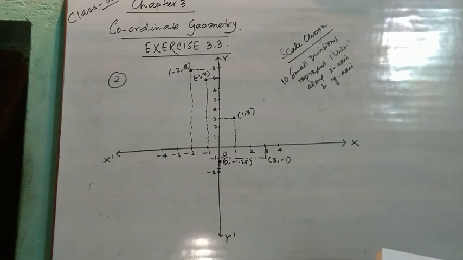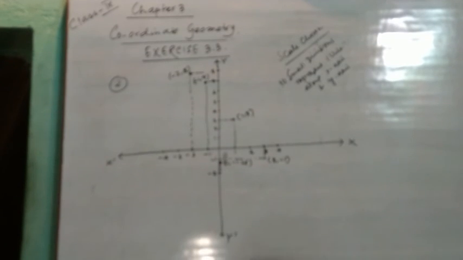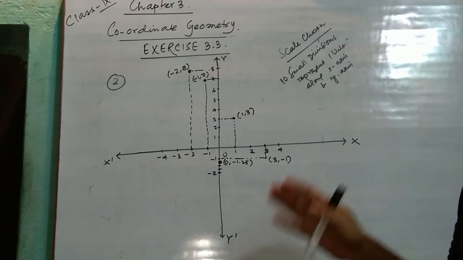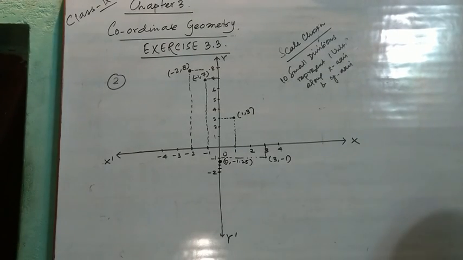Hope students you have understood, and in your fair copy you will definitely solve each and every question that I have discussed so far. In this way we have completed chapter 3, the chapter of coordinate geometry. In the next chapter, chapter 4, we will meet again, students. Till then, do all the sums of chapter 3, and in case of any confusion or doubt, feel free to ask me questions. Thank you and goodbye.